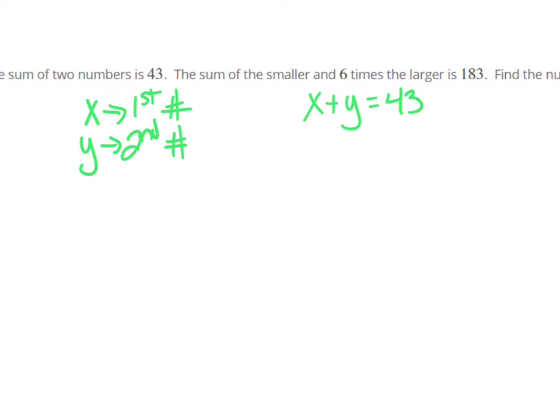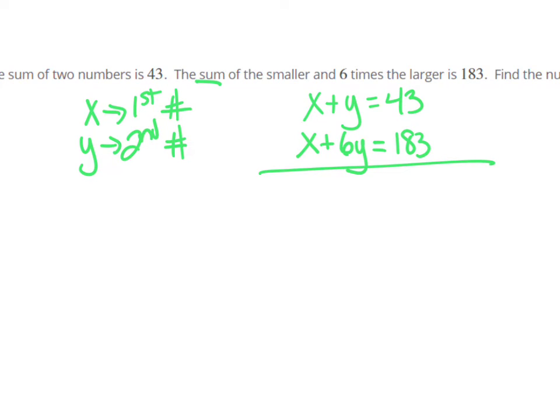But the second statement's a little trickier. It says the sum of the smaller and 6 times the larger is 183. Okay, so I'm still going to be adding them because it says the sum of the smaller. I don't know which one's the smaller, but it doesn't really matter. By writing my equation, that will sort of dictate it. I guess I'm going to let the smaller just be x. And 6 times the larger, so then I would have to take 6 times y. And that's going to equal 183.